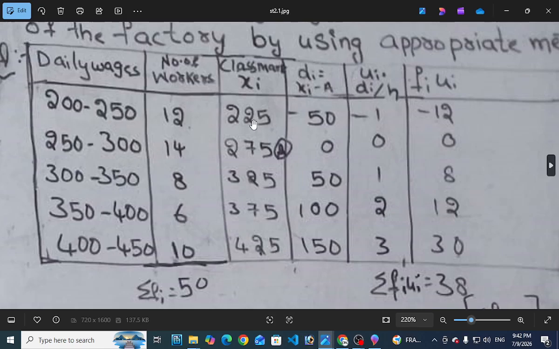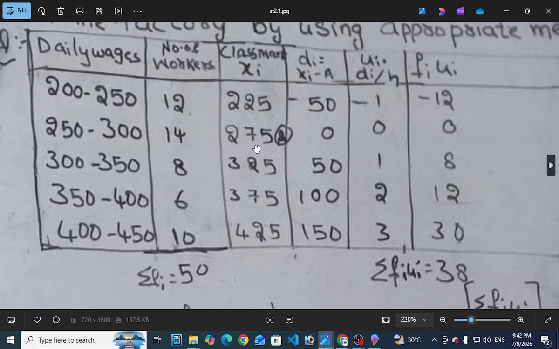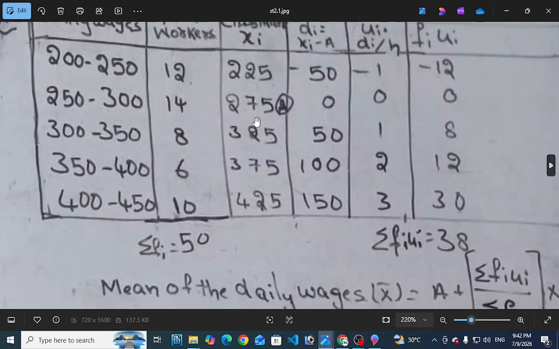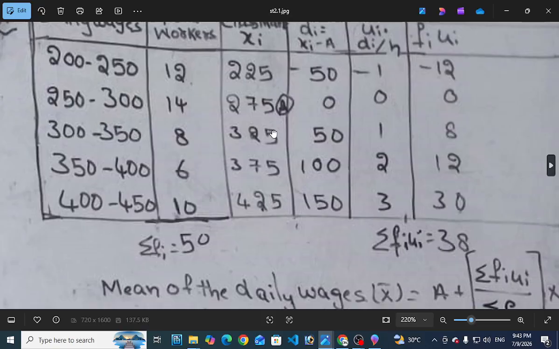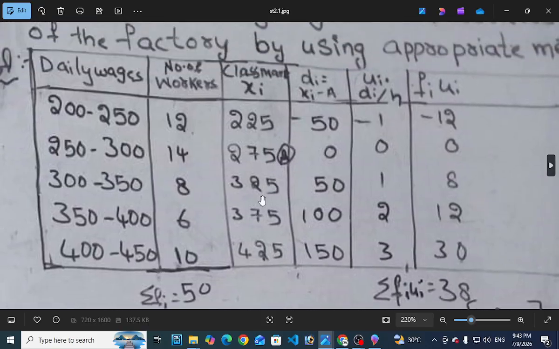By that we got 225, and for the next class 275. For the next class we got the mid value as 325. For the next class we got the mid value as 375. For the next class we got the mid value as 425. All these things we are writing as class mark, that is xi. Then we are going for the deviation method.